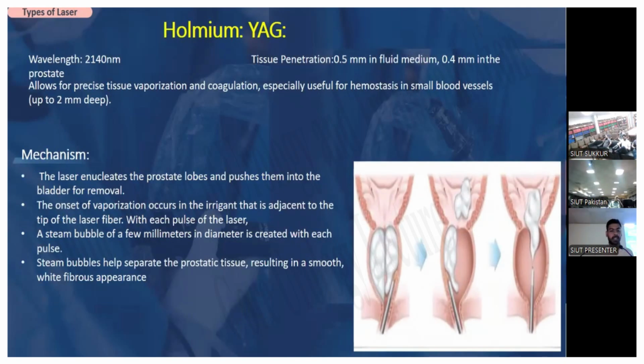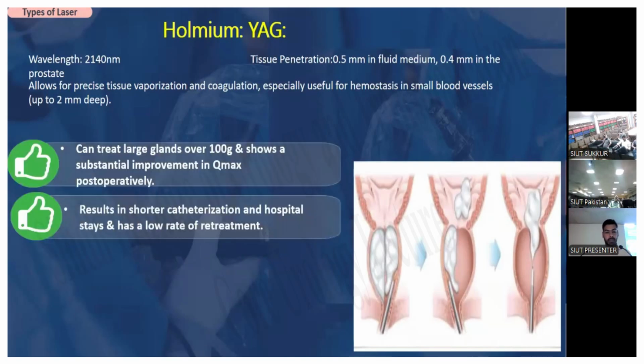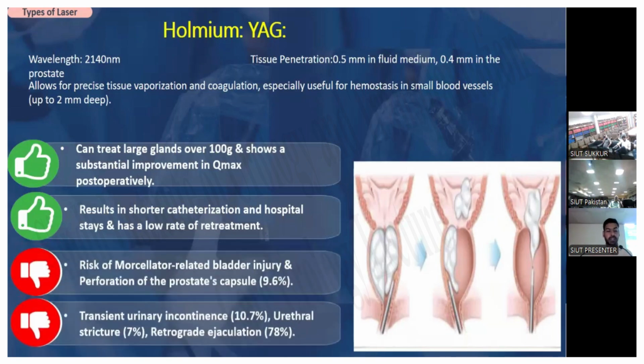This steam bubble mechanism, we'll also see the video of it later in the lithotripsy as well. Its good points were that it can treat large glands over 100 grams and shows a substantial improvement in Qmax post-operatively. Results in shorter catheterization and hospital stays, and has a low rate of retreatment. The drawbacks were that the risk of morcellator-related bladder injury was high, and perforation of the prostate capsule could occur. It was only 9.6%, and transient urinary incontinence could occur after this, and the risk of urethral strictures and retrograde ejaculation was also high in these procedures.